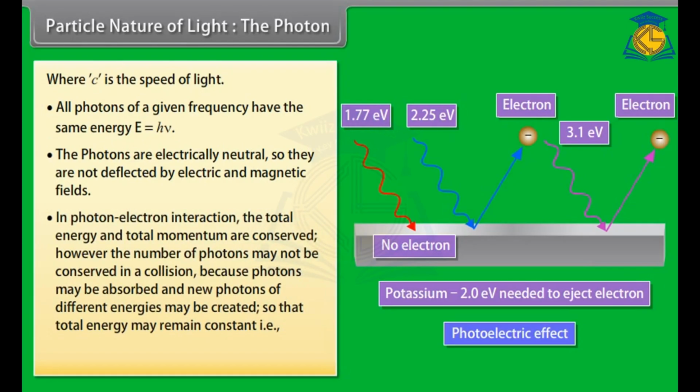In photon-electron interaction, the total energy and total momentum are conserved. However, the number of photons may not be conserved in a collision because photons may be absorbed and new photons of different energies may be created, so that total energy may remain constant, that is hν = hν1 + hν2. Wave nature of matter.